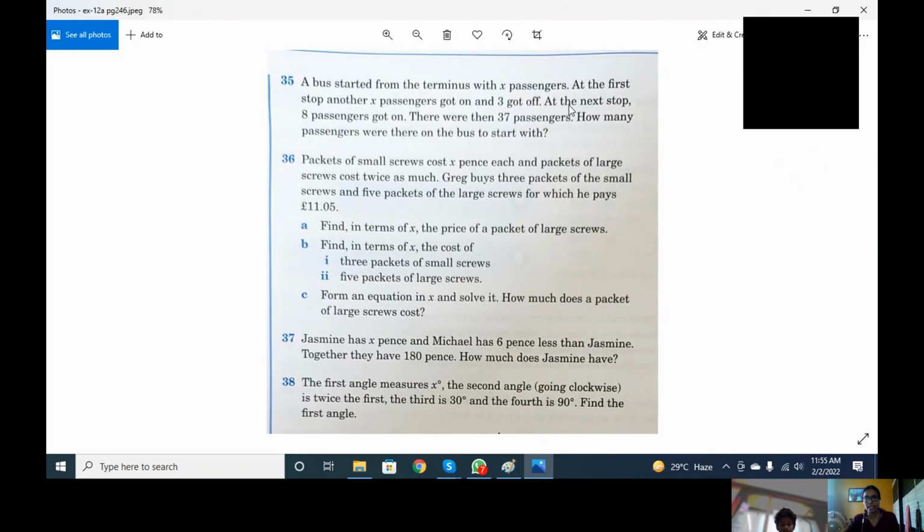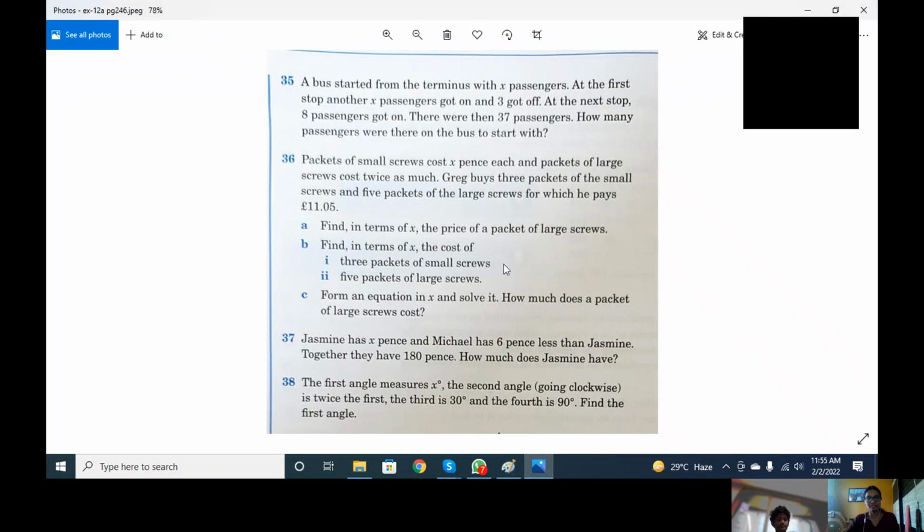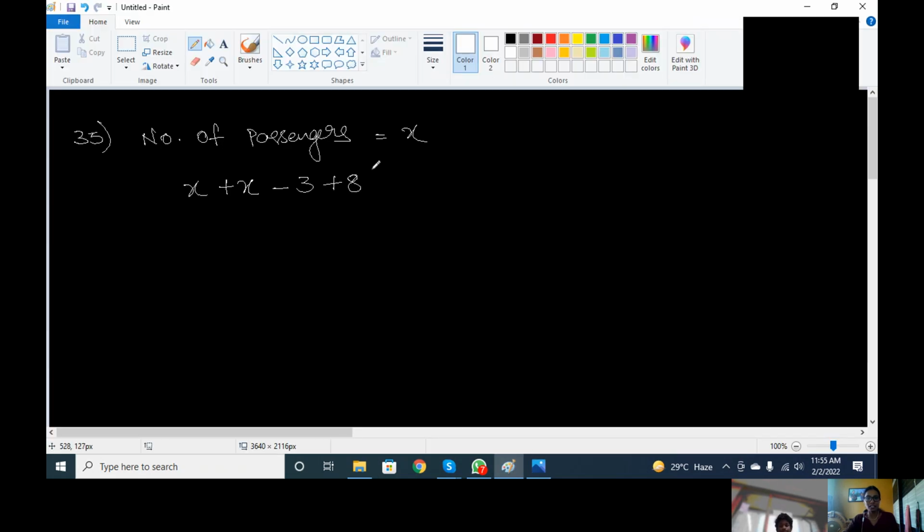Next, at the next stop, 8 passengers got on. See, it's a whole day process. So again 8 passengers got on, so let's add 8 to it. Next, there were then 37 passengers. Finally, 37 passengers are there. So, could I make it equal to 37? Right? Yeah.